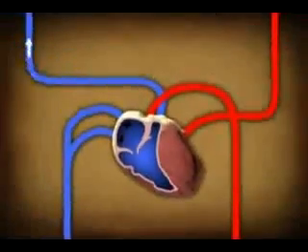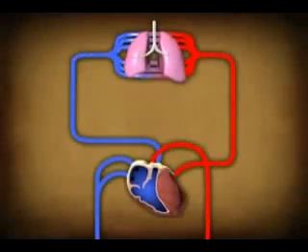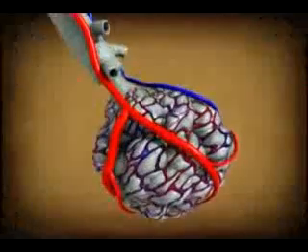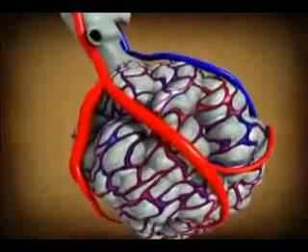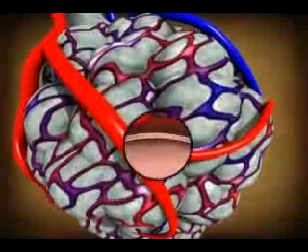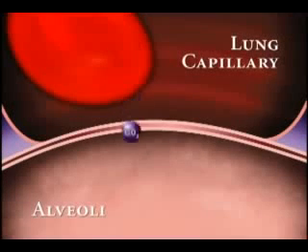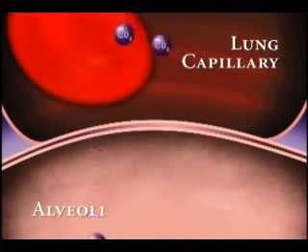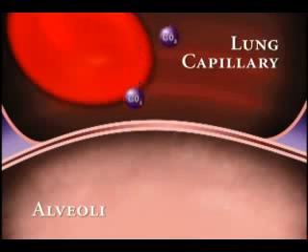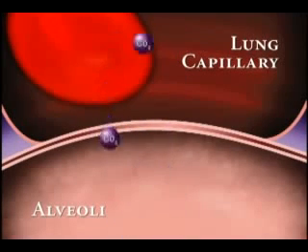From the heart, the deoxygenated blood is pumped to the lungs. In the lung capillaries, hemoglobin loses its affinity for carbon dioxide, allowing the CO2 molecules to diffuse into the lungs. This happens because the partial pressure of carbon dioxide in the lung is lower than it is in the capillary.